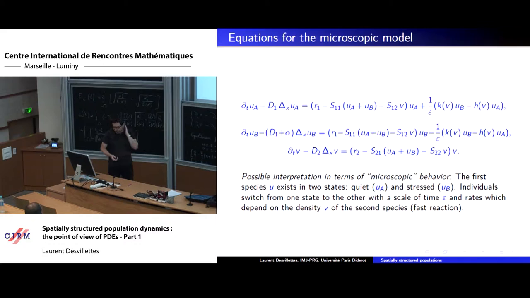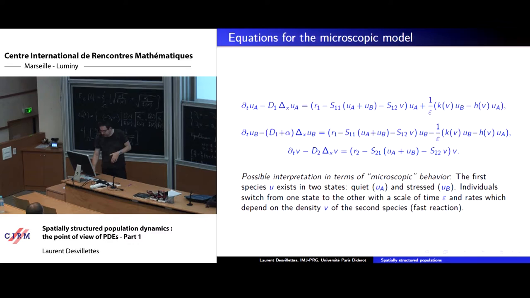And so if you now believe in this microscopic model, which is something which can be discussed, of course, if you now let epsilon go to zero and you recover the original system, then you're fine, because you have, in some sense, shown that this is compatible with the modeling hypothesis, the modeling assumptions that you made at the very beginning. I hope you are convinced by that. I was convinced.